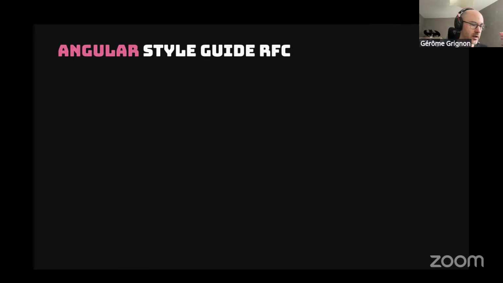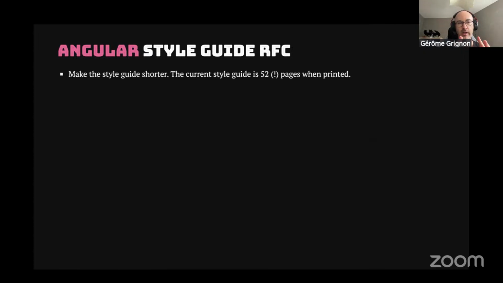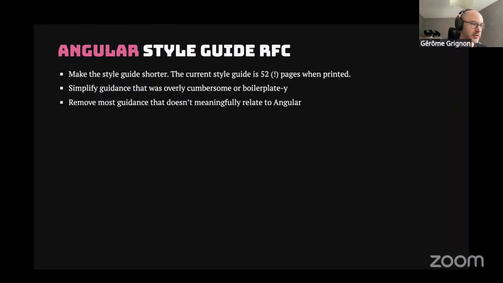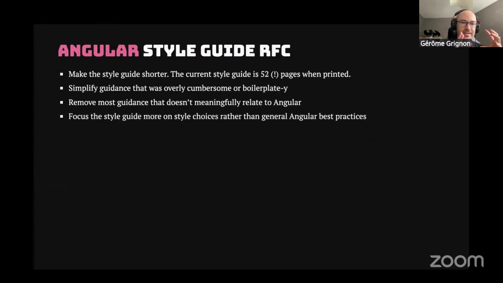And so the main idea was about making it really short. If you wanted to print the Angular style guide, it was more than 50 pages. It's about simplifying the guidance, not a lot of boilerplate, making it simpler. It's about removing what is not clearly related to Angular. So if it's about the basics of TypeScript, for example, or architecture in your application, that's something we can find somewhere else, but not in the style guide. And it was also about focusing on style choices rather than general Angular best practices. We will talk about that later on.